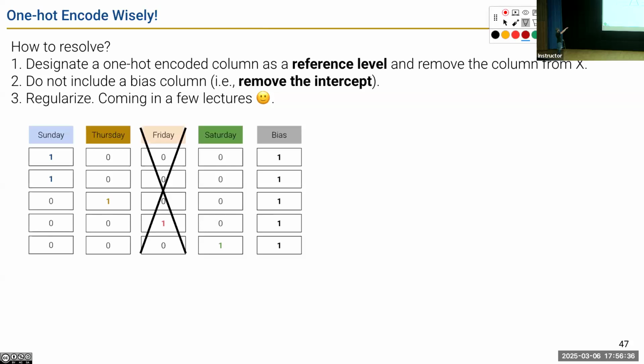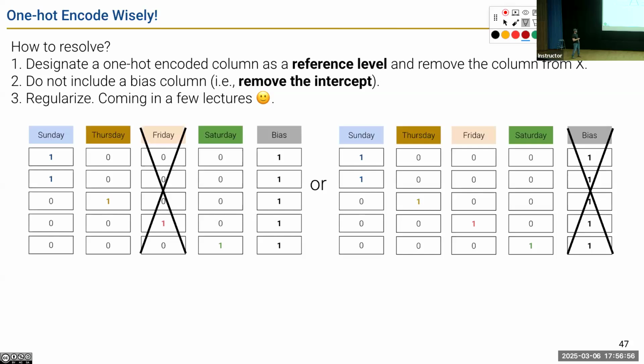If I were to completely delete this Friday column, these columns are no longer linearly dependent. You can look at this row. There's no way for me to add up 3 zeros and multiply by some number to get 1. So I could omit the Friday column and call it my reference level. What do I mean by that? We're getting there in a second. Or I could get rid of my bias column, something I've already been doing.